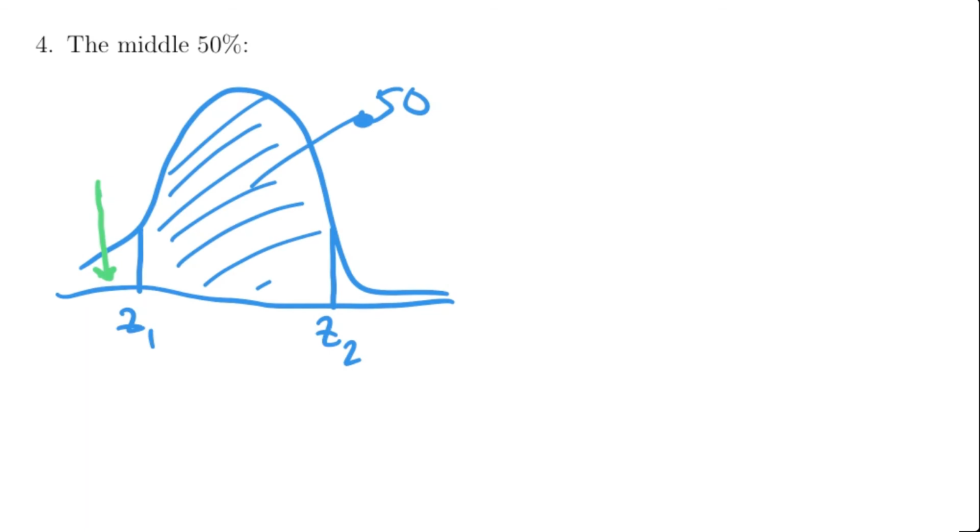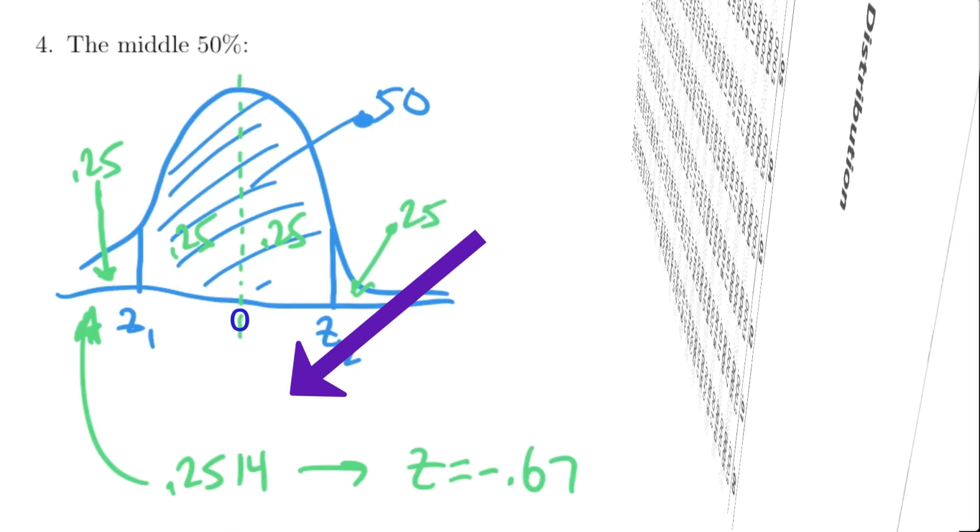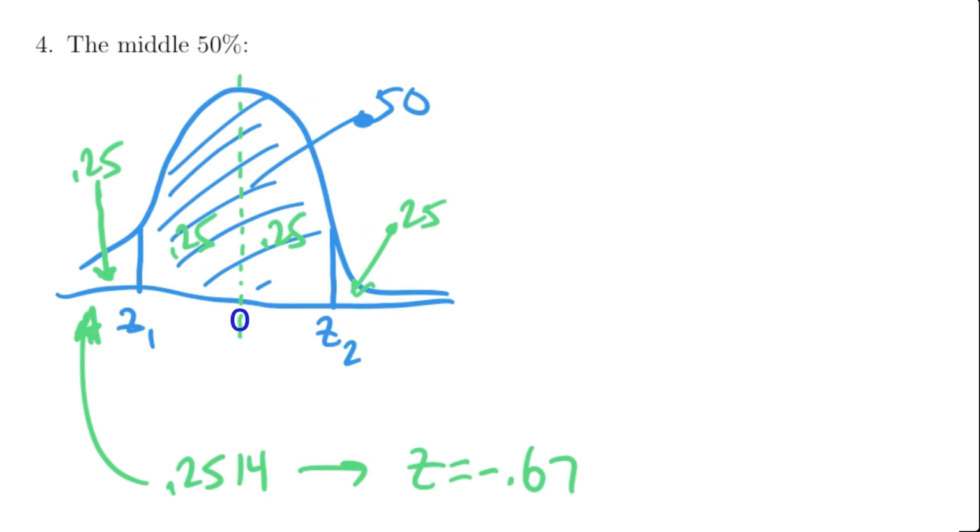And now since everything is symmetric about the z-value of 0 here, we know that this is going to be 25%, this is going to be 25%, which makes the area that I want 0.25, and over here is also 0.25. Again, instead of finding a z-value of 0.5, we're going to look for a z-value of 0.25. Now the closest that we find in the normal table is 0.2514, and that has a z-value of negative 0.67, which then gives us this z-value up here, a positive 0.67.